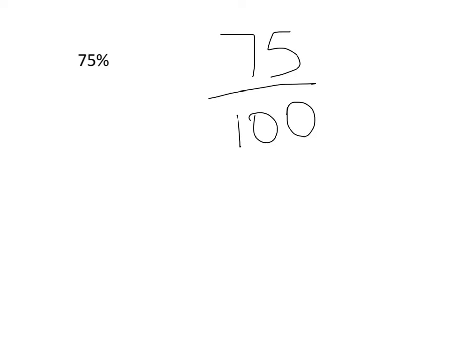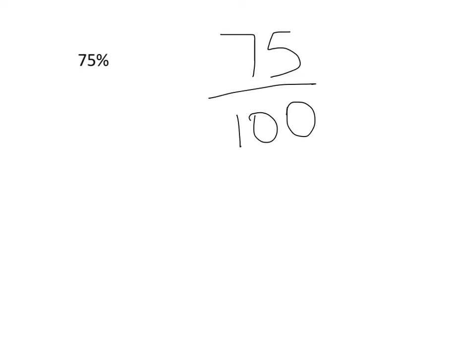If I were to have 65%, I would have 65 out of 100. If I were to have 10%, I would have 10 out of 100. Whenever you have a percentage, it's always that number out of 100. So now, 75 over 100, my last step is to simply simplify it.